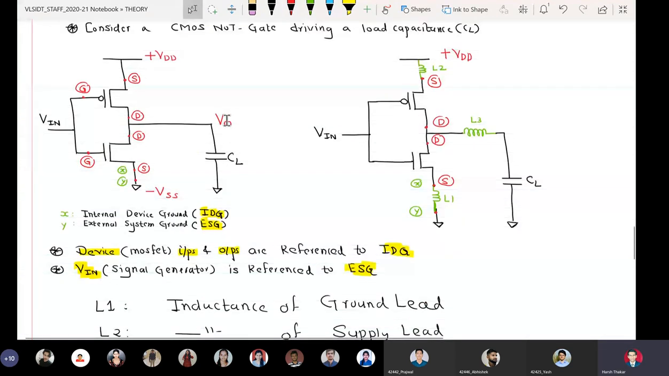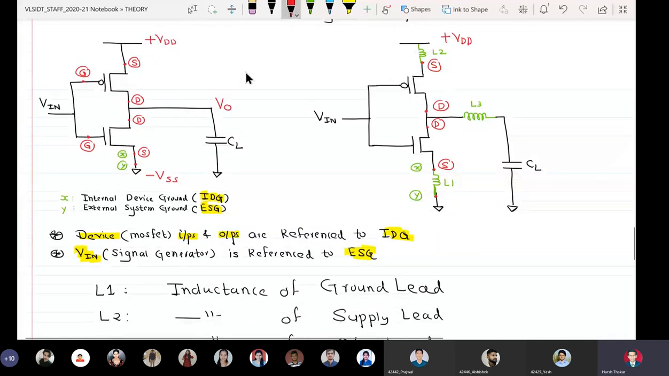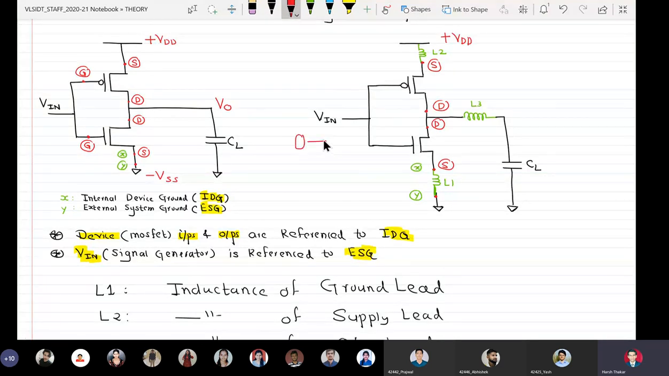Okay, so now we are going to assume that the input in figure number 2 or 1, whatever it is, is actually changing. I'm assuming that the input here is 0 and it is changing to 1. Similarly, we know that when input Vin is equal to 0, the output Vo was equal to 1, and when input goes from 0 to 1, the output is going to go from 1 to 0.